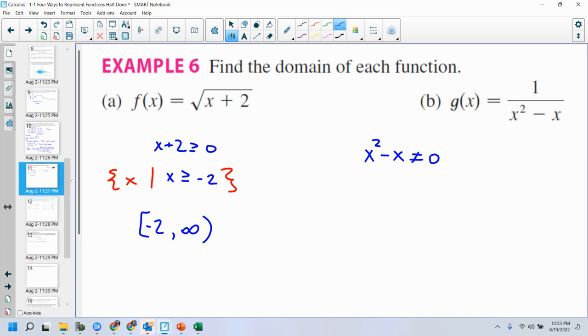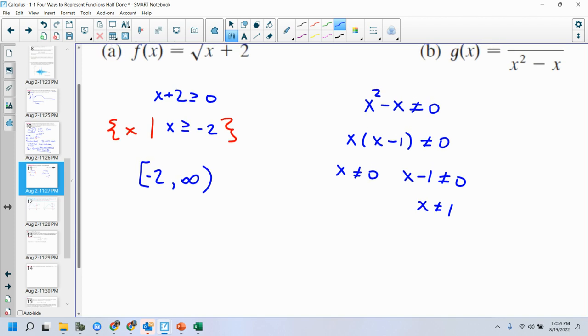All right, well, factor out an x. So that means x cannot be 0. X minus 1 cannot be 0. So x cannot be 0 and x cannot be 1. So those are the two values. Everything else will exist. 0 will not exist and 1 will not exist. So 0 and 1 are the only things out of my domain that I have to get out of there. This one would actually be easier to write in set builder notation. We could say the set of all numbers x such that x is non-zero and x is not 1. Done.